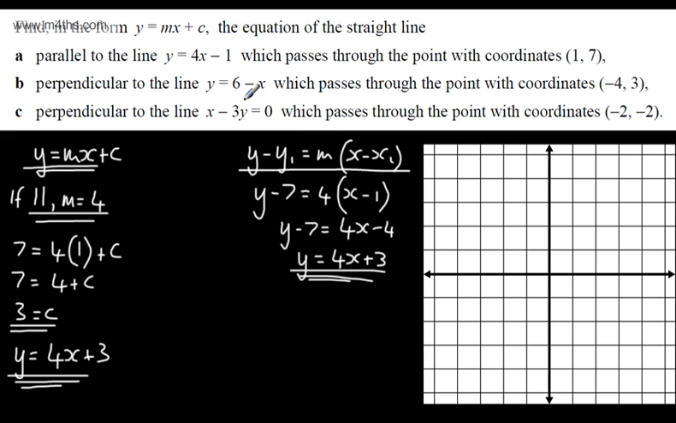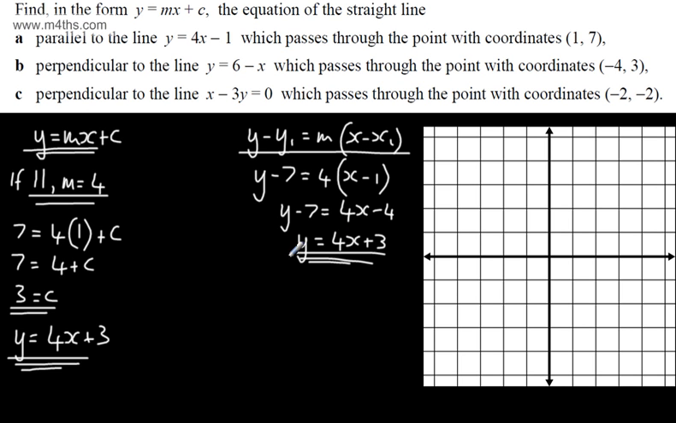Okay, let's do this one right here, perpendicular to the line with equation y is equal to 6 minus x and passing through the point -4, 3. So if we look at this straight off, y is going to be equal to -x plus 6, and that gives me a gradient. We can say m1 is equal to -1. It's got a gradient of -1. Therefore, m2, we want the perpendicular. The perpendicular gradient is going to be now +1.